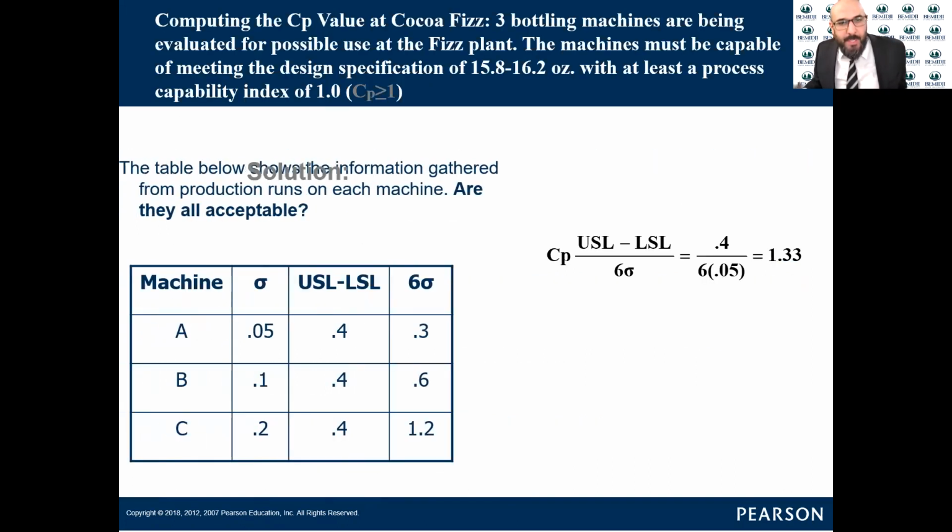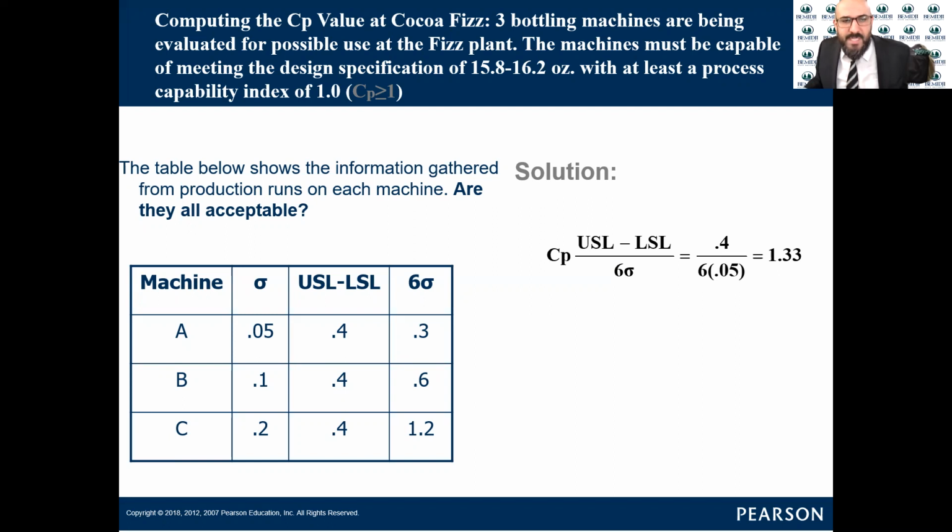All right, so taking a look into computing the CP value at CocaViz, 3 bottling machines are being evaluated for possible use at the Fizz plant. The machines must be capable of meeting the design specification of 15.8 to 16.2 ounces with at least a process capability index of 1. So we need to have a CP of more than 1. The table below shows the information gathered from production runs on each machine.